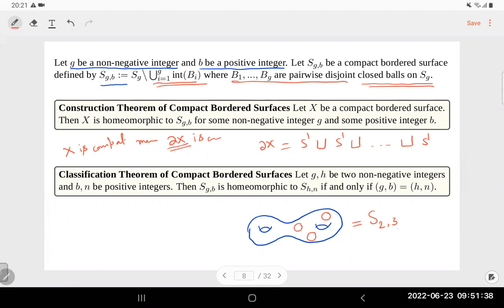Now you have to use the construction theorem of closed surfaces. That is the idea. And the classification theorem says that if you are given any two compact border surfaces, then you just need to know the number of handles, I mean the genus G, and the number of boundary components. These two invariants are enough to determine a compact border surface up to homeomorphism. All right, so here is the G, B, and H. Okay, so let's move on.